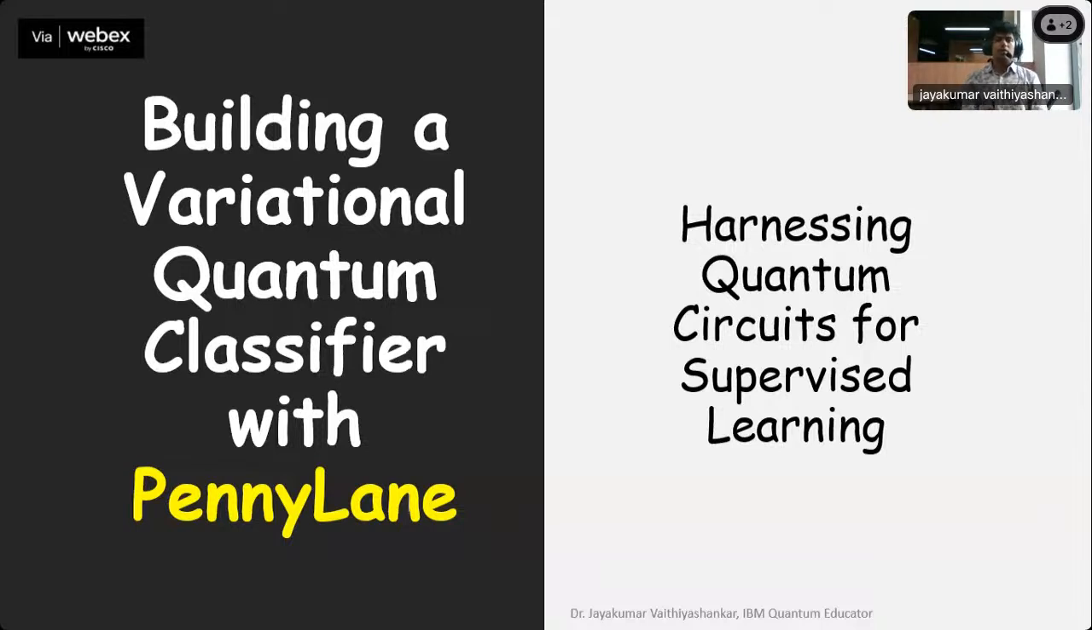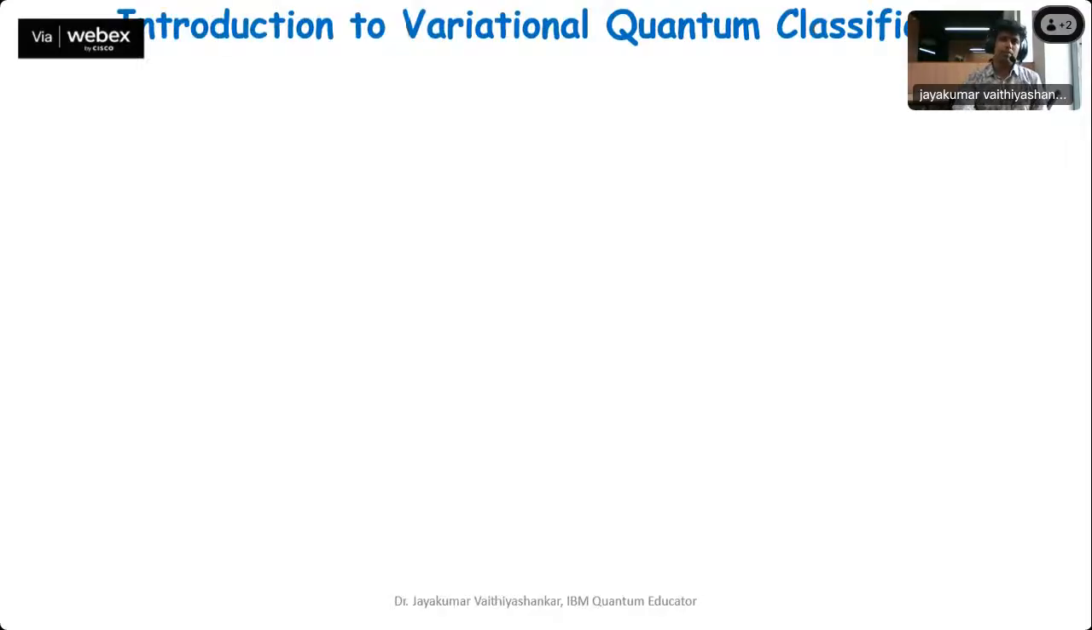So today, we're going to discuss building a variational quantum classifier with PennyLane. PennyLane is an open source framework supported by Xanadu, which is a Canadian startup. We are about to harness the quantum circuit for supervised learning. So this is the given example.